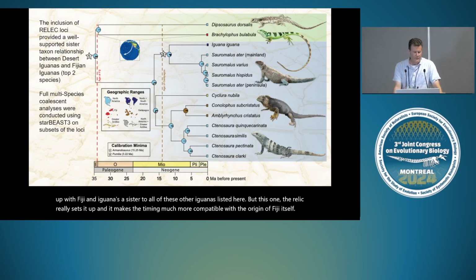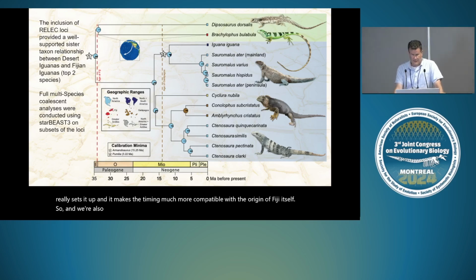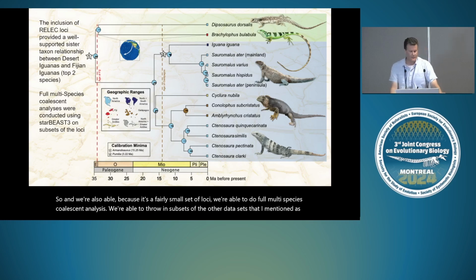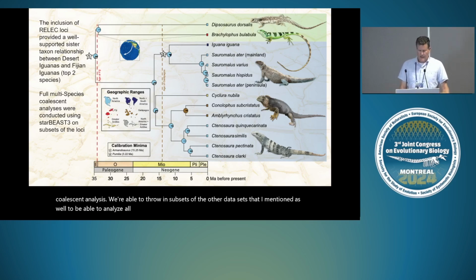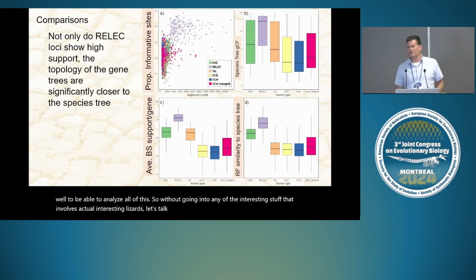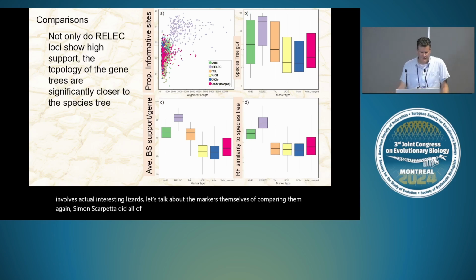Because it's a fairly small set of loci, we're able to do full multi-species coalescent analyses. We're also able to throw in subsets of the other data sets that I mentioned to analyze all of this. So without going into any of the interesting stuff that involves actual interesting lizards, let's talk about the markers themselves and comparing them. Again, Simon Scarpetta did all of these graphs.